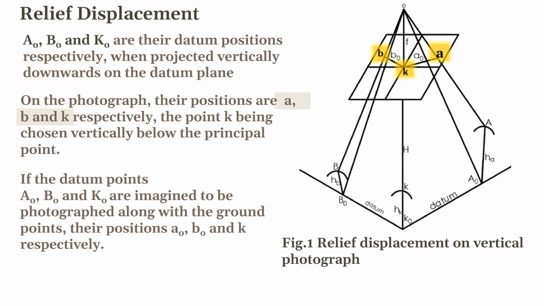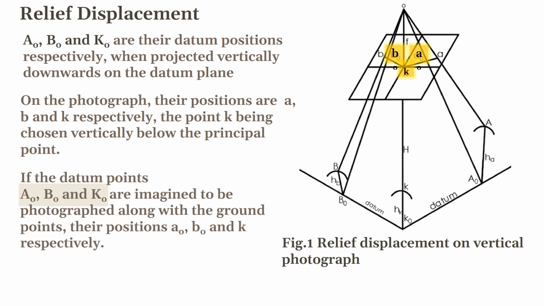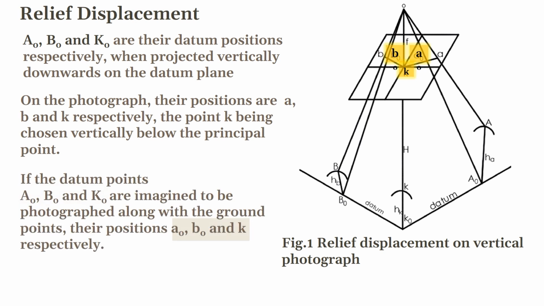In the photograph, the positions of the ground points A, B and K are shown as small a, small b and small k respectively, with ground point K being directly below the principal point of the photograph. Hope you remember the principal point definition. Yes, the point where the perpendicular drop from the front nodal point strikes the photograph. Now, if you imagine that the datum points A0, B0 and K0, all in capital, were also photographed along with the ground points, the positions would be small a0, small b0 and k respectively.